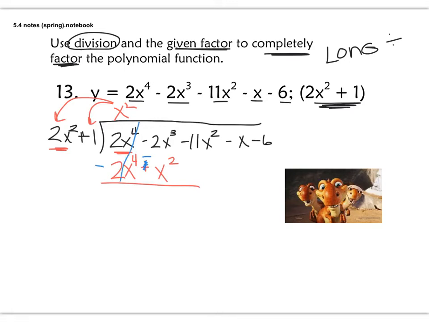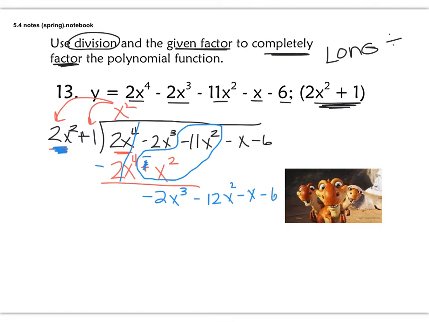This cancels, and then be very careful. Your like terms did not line up. Okay, so we're going to have negative 2x cubed. My like terms give me negative 12x squared. Bring down the rest of the problem, and the process starts again.